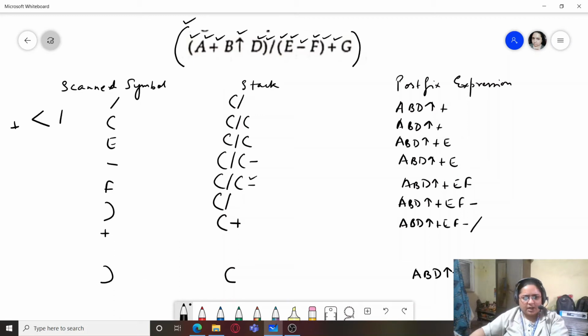So when we encounter any operator with precedence equal or lower than that of the top of the stack, we are going to simply pop the operator from the top of the stack, append it to the postfix expression, and push this lower precedence operator to the top of the stack. Next is G. So this is G. I'm going to delete these.